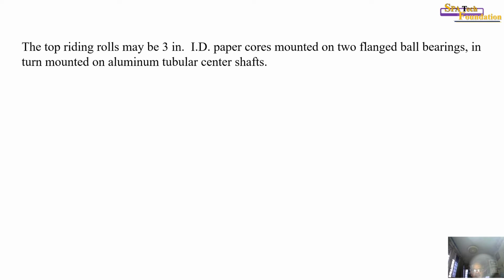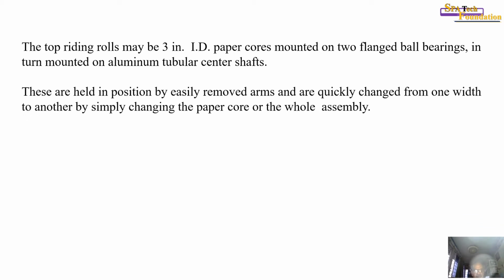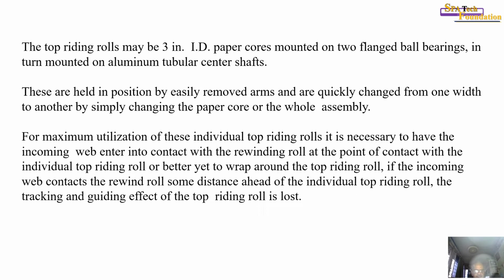The top riding roll may be 3-inch ID paper cores mounted on two flanged ball bearings in turn mounted on aluminum tubular central shafts. These are held in position by easily removed arms and are quickly changed from one width to another by simply changing the paper core or the whole assembly.